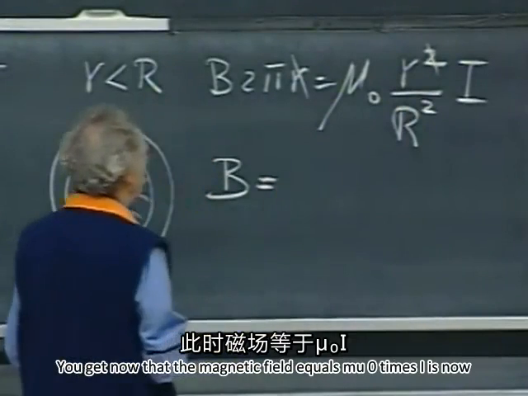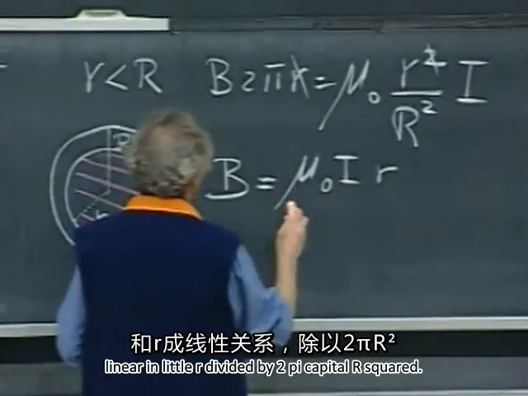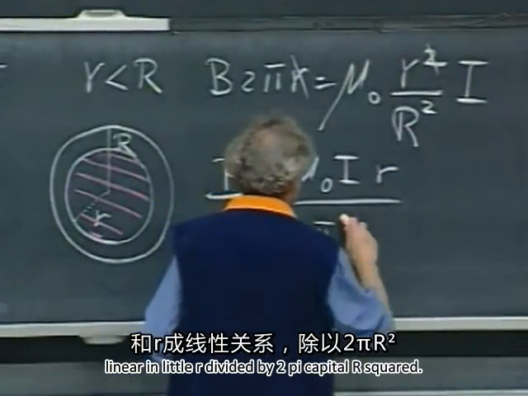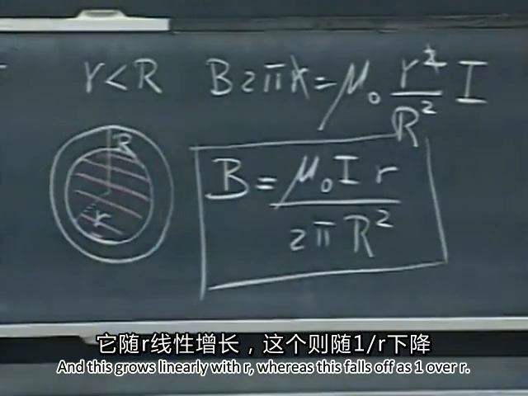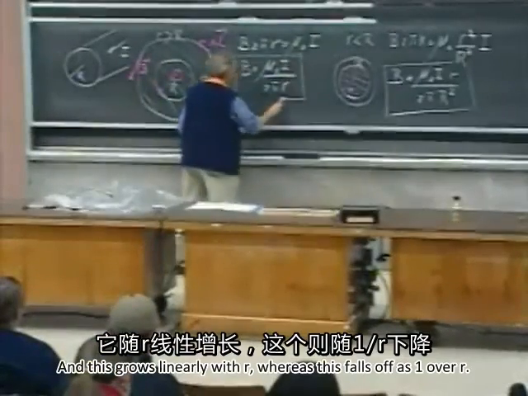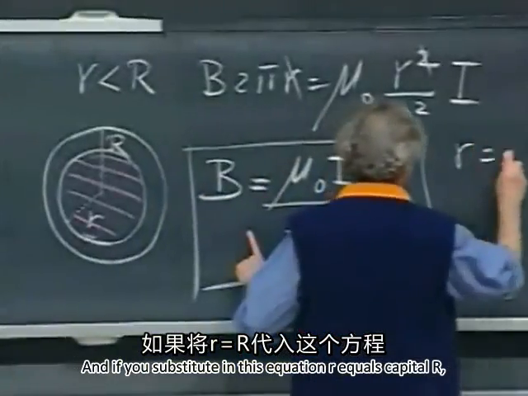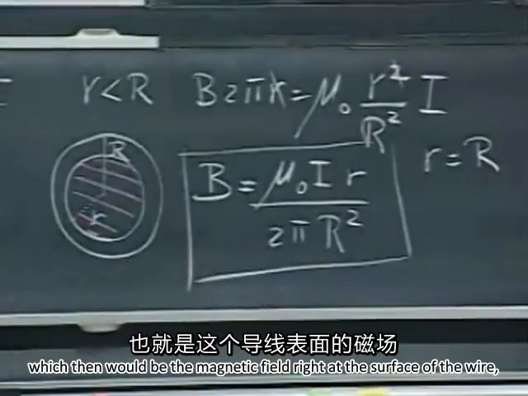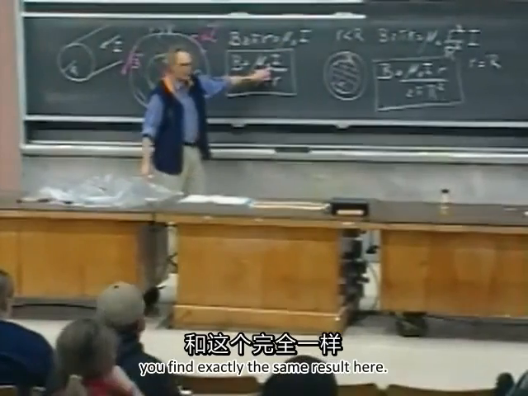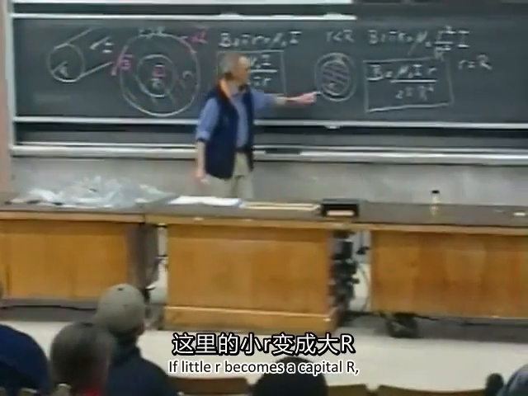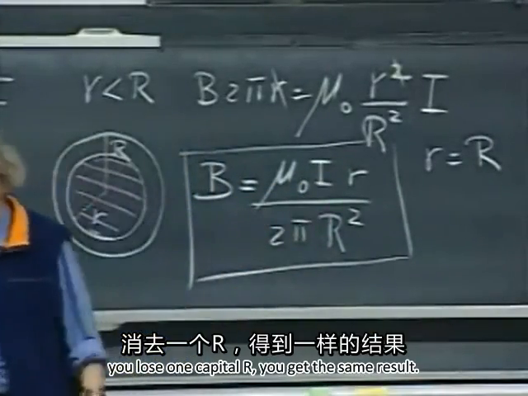You get now that the magnetic field equals mu 0 times I, which is now linear in little r, divided by 2 pi capital R squared. And this grows linearly with r, whereas the outside result falls off as 1 over r. And if you substitute in this equation r equals capital R, which would be the magnetic field right at the surface of the wire, you find exactly the same result. Little r becomes a capital R, you lose one capital R, you get the same result.